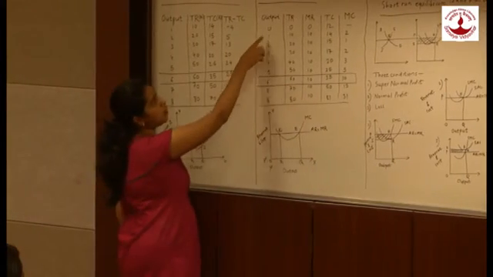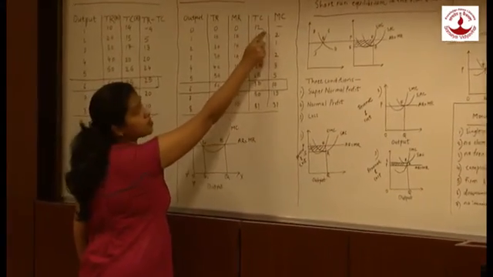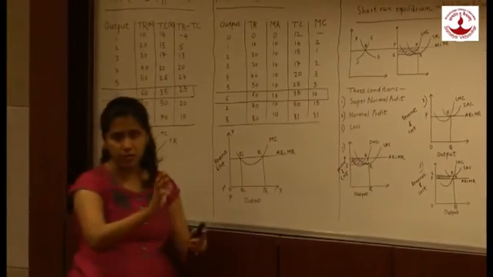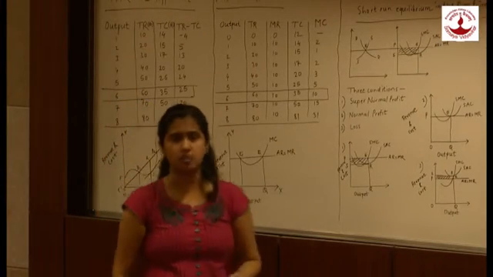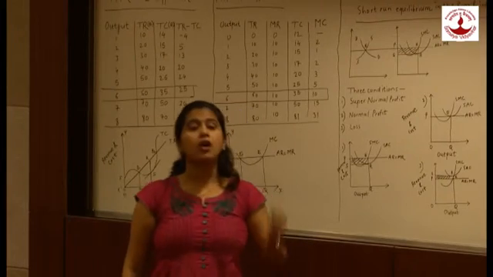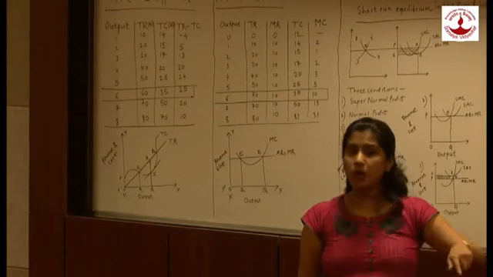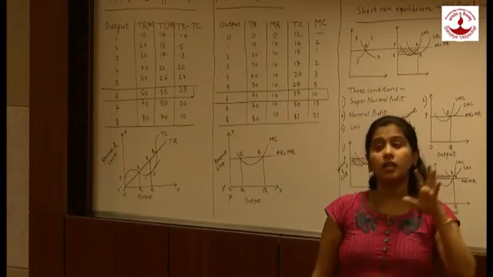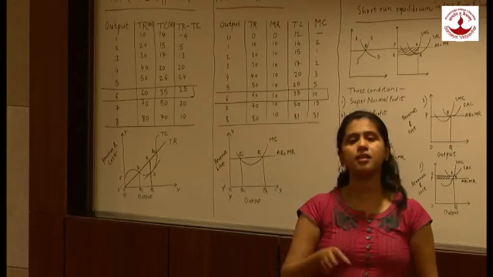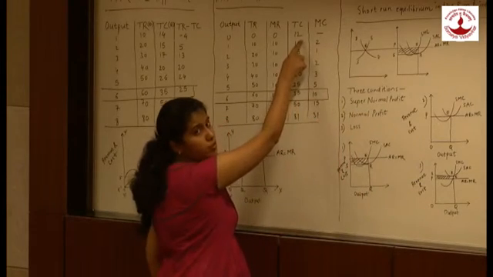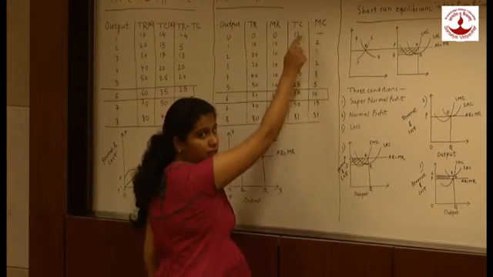Now see, when we start, even if there is output 0, there has to be some total cost, because cost always remains in terms of fixed cost, if not variable cost. Total cost is made up of two factors, fixed cost and variable cost. Variable cost will be there only when production starts, but fixed cost is there even when production is not there, because fixed cost is already incurred. Even if output is not there, total cost is there.